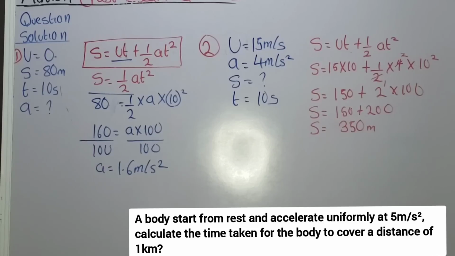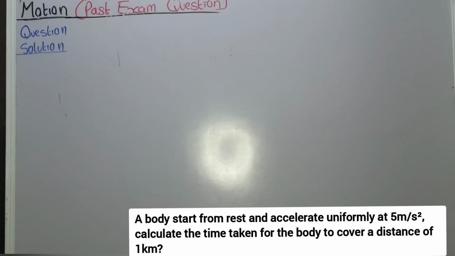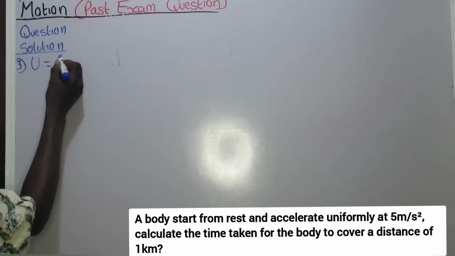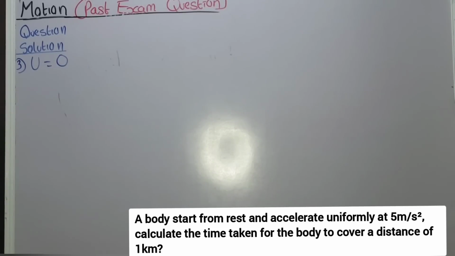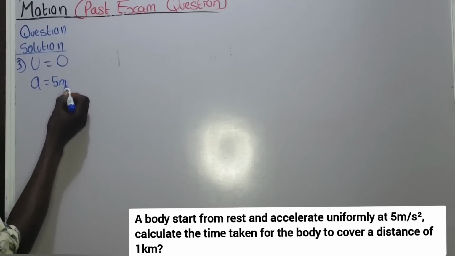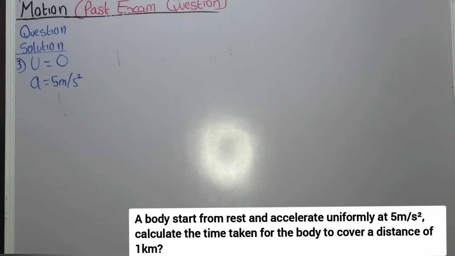Question 3. A body starts from rest and accelerates uniformly at 5 meters per second squared. Calculate the time taken by the body to cover a distance of 1 kilometer. We are given that the body starts from rest, so the initial velocity of that body is 0. It accelerates uniformly at 5 meters per second squared. So acceleration is 5 meters per second squared. We are asked to calculate the time taken by the body to cover a distance of 1 kilometer.